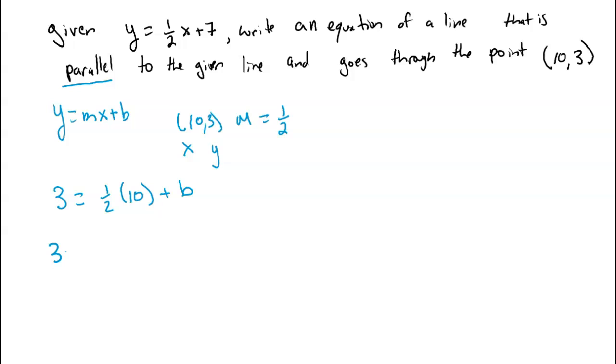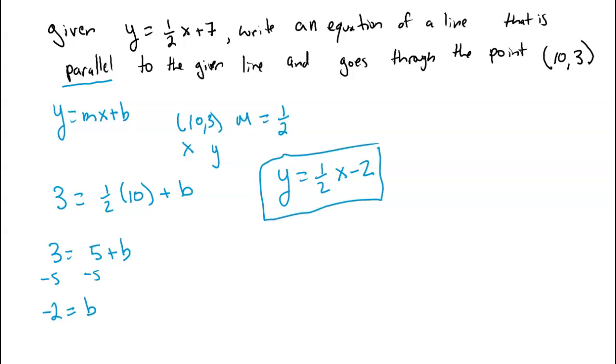So 3 is equal to 1/2 times 10, so that'd be 5. Subtract 5 from both sides, I get negative 2 is equal to b. All I have to do is write an equation. y is equal to 1/2 x minus 2. And that would be my answer.